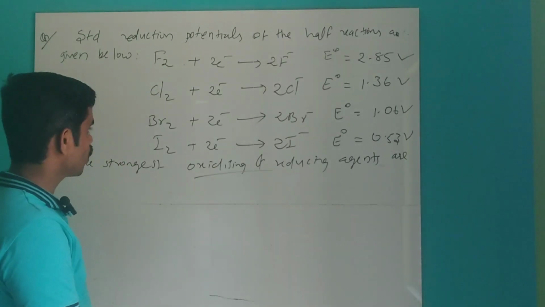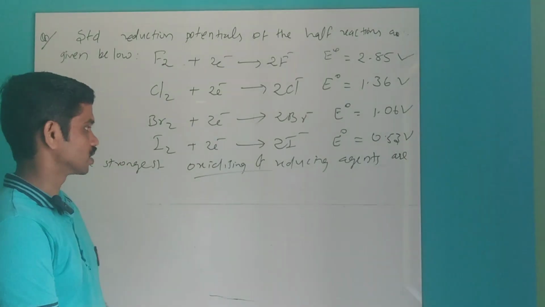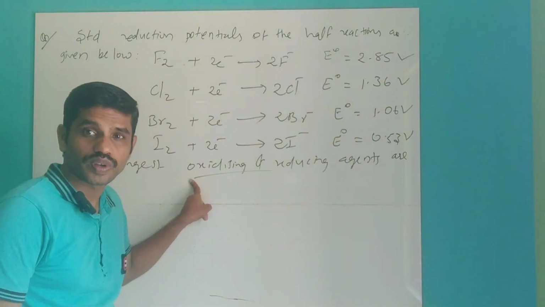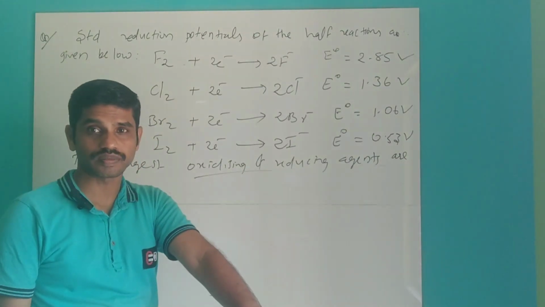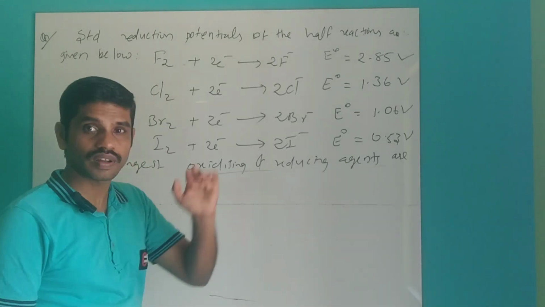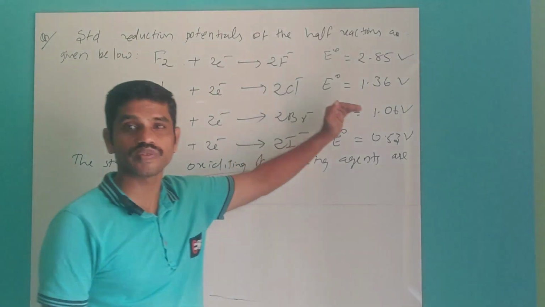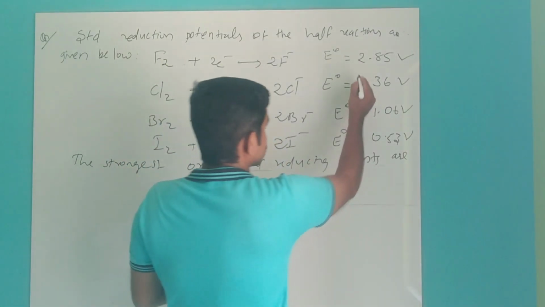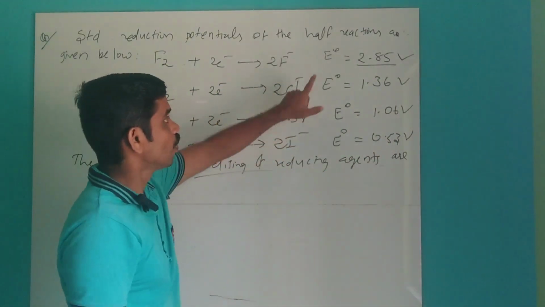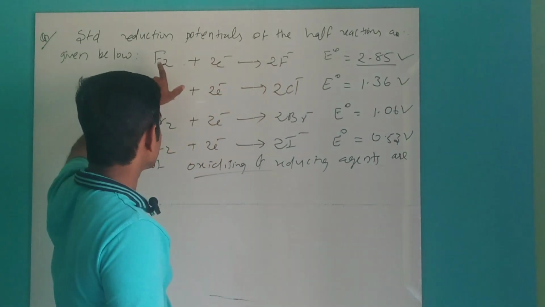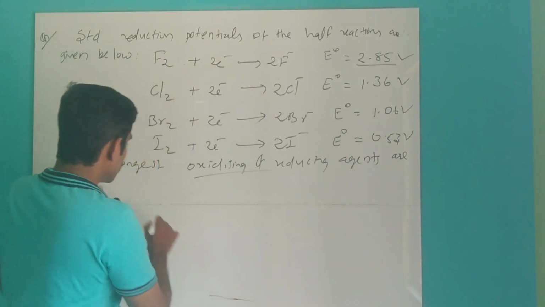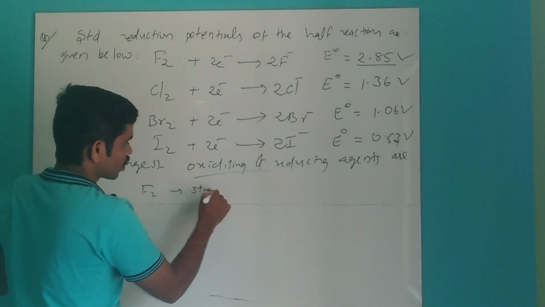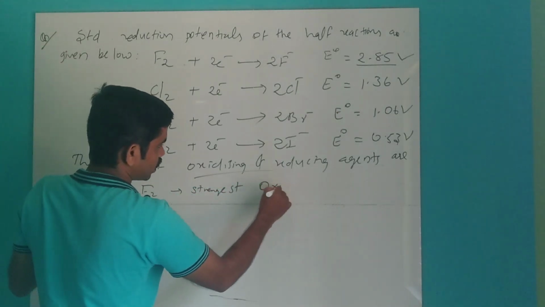So which is the strongest oxidizing agent? Oxidizing agent means what? It will undergo reduction. So which will undergo reduction? The one having the highest value will undergo reduction. So which is the highest value in this? This is the highest value. So this is the value for F2. So F2 is the strongest oxidizing agent.